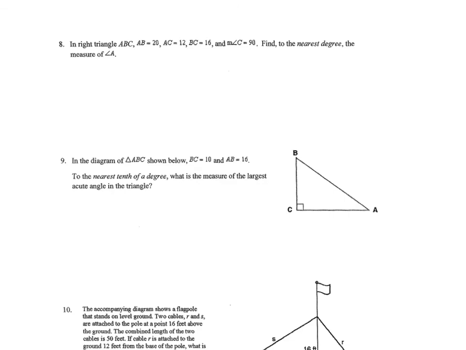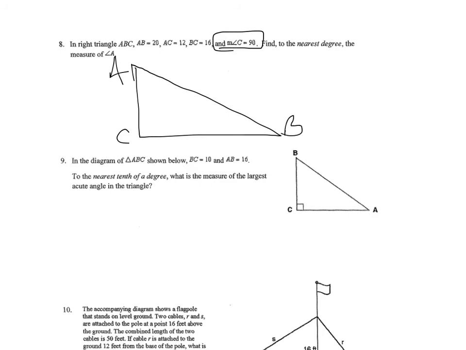Okay, so on this next page, I'd like to start with question number 8, and it says in right triangle ABC, this is the important part, that the measure of angle C is 90, so we'll label our triangle this way, ABC. AB is 20, AC is 12, and BC is 16. Find the nearest degree of the measure of angle A. So I'm going to put an X right there.